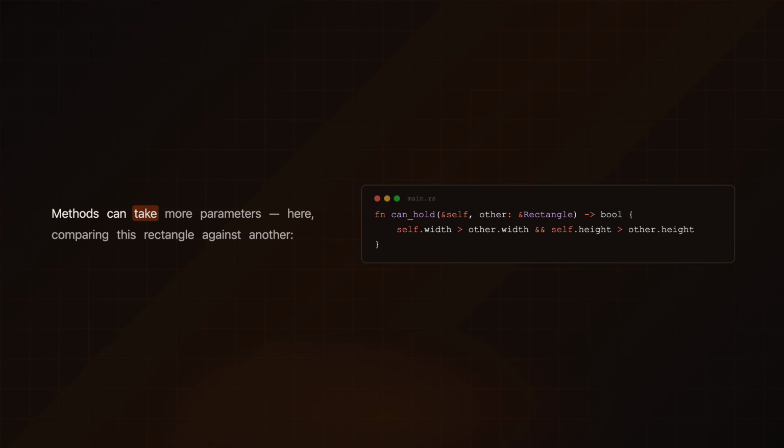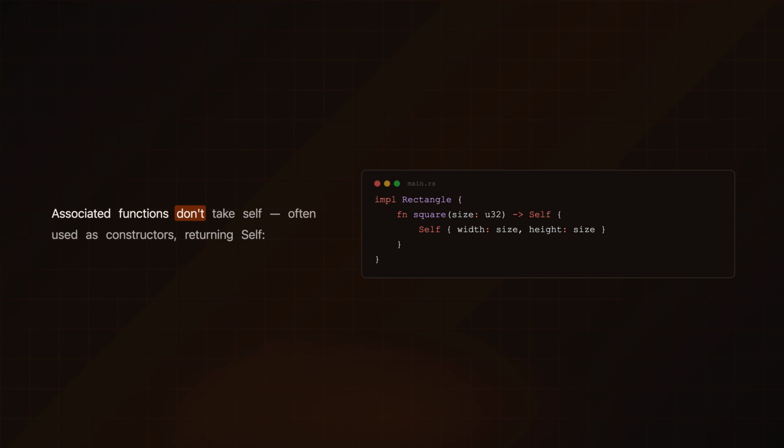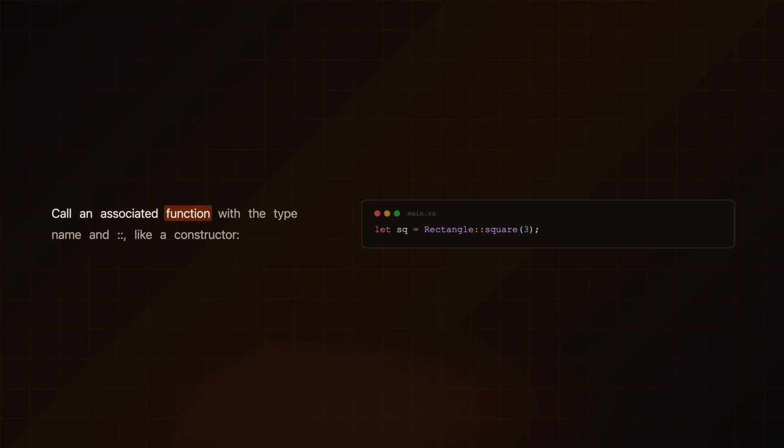Methods can take more parameters. Here, can_hold compares this rectangle against another one. Associated functions don't take self. They're often used as constructors, and return Self. Call an associated function with the type name and ::, like a constructor.